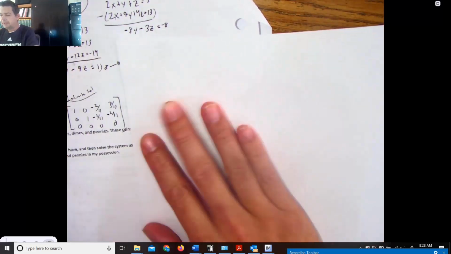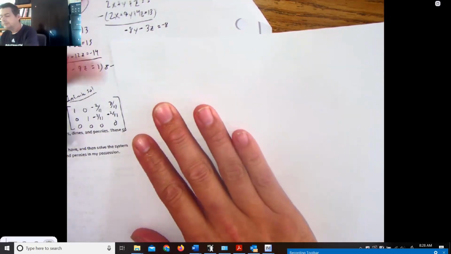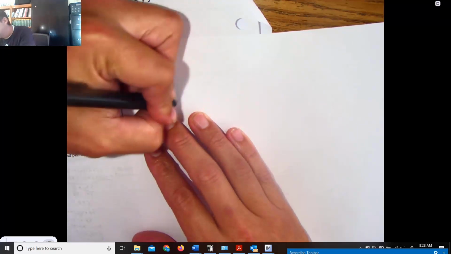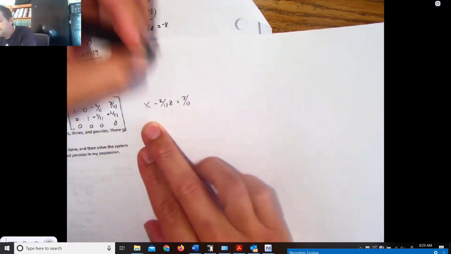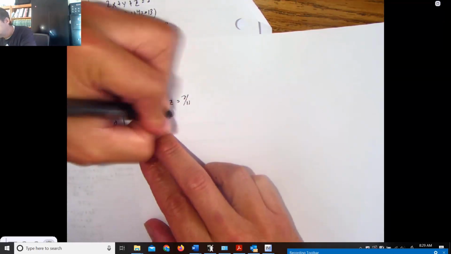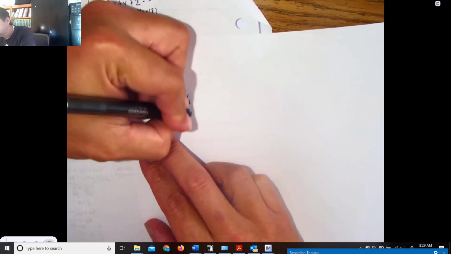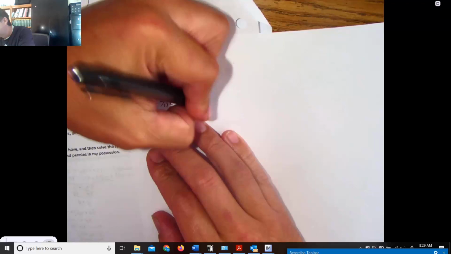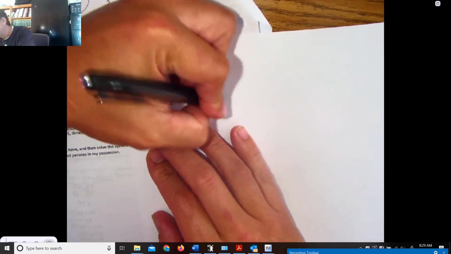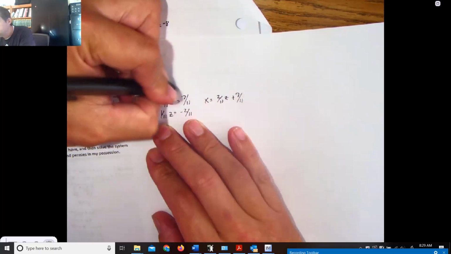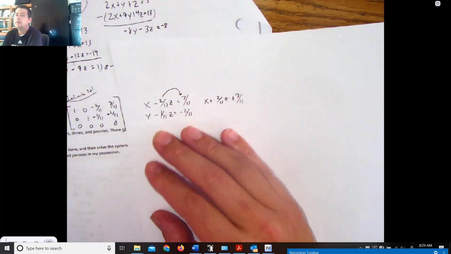So this top line says x minus 2 11ths of z is 7 11ths. The middle line says y minus 1 11th of z is -2 11ths. What we do is we solve these equations for x and y respectively. X is 2 11ths of z plus 7 11ths. All I did was move that thing to the other side, and if you jump equality, you change your sign.